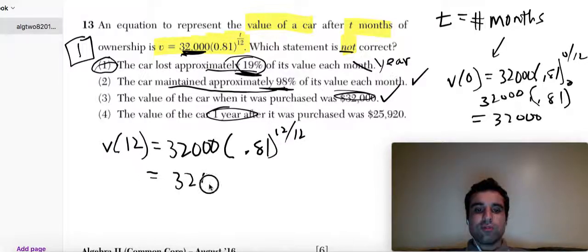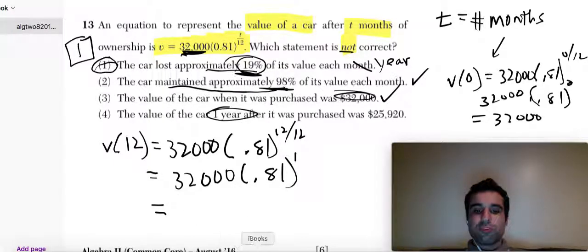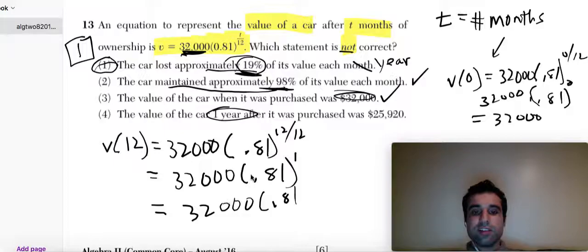As a side note, this is 1 year, which is 12 months, right? We multiply by 0.81 every 12 months because that's how it becomes to the first power in a year, right? So this is just 32,000 times 0.81. You didn't have to do all this. You could have just put it in the calculator like this, but this is how I'm showing you. You actually multiply by 0.81, not every month, but every year.